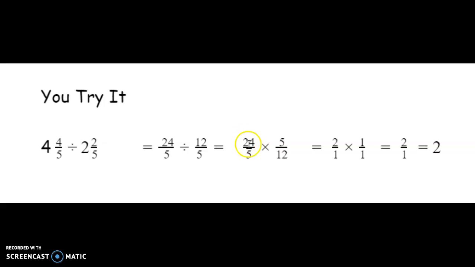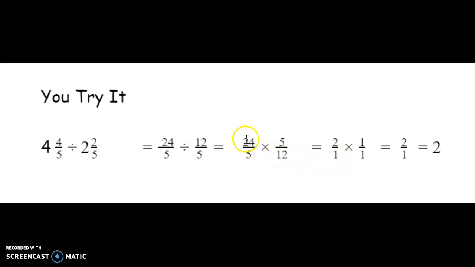In our next step, we kept the first term the same. 24 fifths stayed 24 fifths. The division symbol became a multiplication symbol, and we took the reciprocal of the second term. So 12 fifths became 5 twelfths. Now, we have to look on both sides to see if we have anything we can cross cancel. Let's look at this side first. 5 can go into 5. That's easy. How many 5s fit into 5? 1, and that became our numerator. How many 5s fit into this one? 1, that became our denominator.